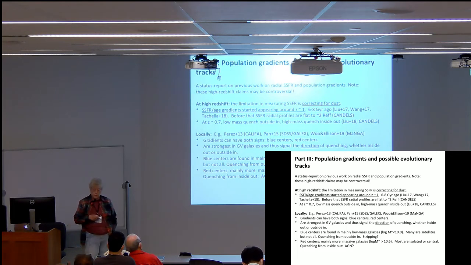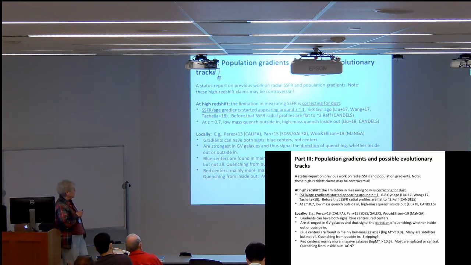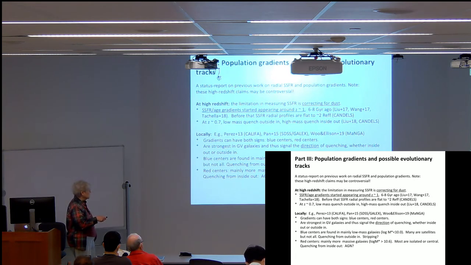This is a bit controversial, I think, but my view is that actually these population gradients in star formation rate and age, not dust, but these two more fundamental numbers, started appearing only around a redshift of one or so. So real changes, gradients, in the populations and the star formation rates are relatively recent. They only go back to something like 6 or 8 gigayears ago. And before that, the specific star formation rate radial profiles are essentially flat out to 2 R_E.